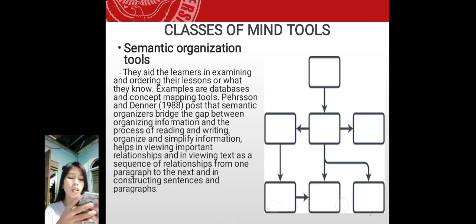In these semantic organization tools, Person and Denner in 1988 posited that semantic organization bridged the gap between organizing information and the process of reading and writing. Organize and simplify information, which helps in viewing important relationships, and in viewing text as a sequence of relationships from one paragraph to the next and in constructing sentences and paragraphs.